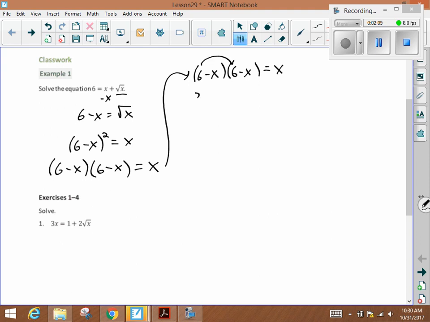So 6 times 6 is 36. 6 times negative x is negative 6x. And negative x times 6 is negative 6x again. And then negative x times negative x is positive x squared. And that's all equal to x. I'm going to go ahead and combine like terms now, and I'm actually going to write it in standard form. So I'm going to put my x squared first. I'm going to have negative 6x minus 6x. That's where I get that negative 12x from. Plus 36 equals x.